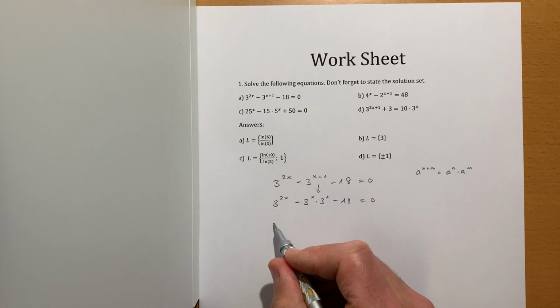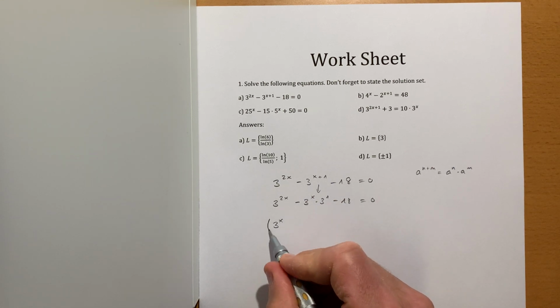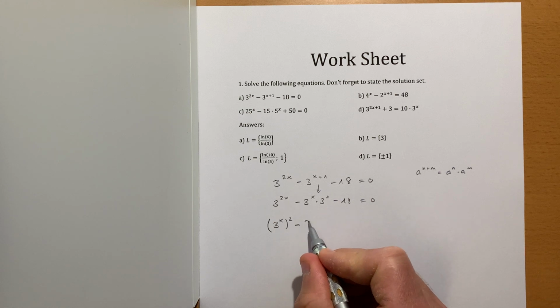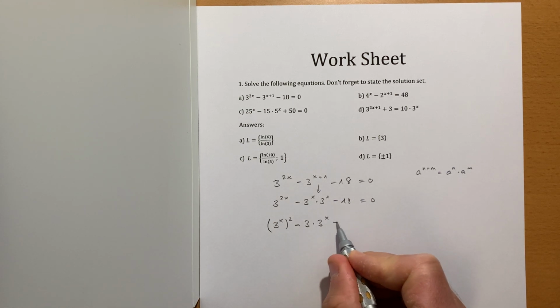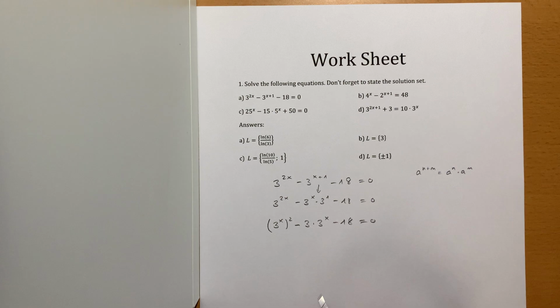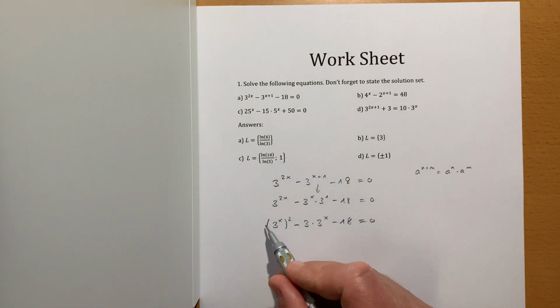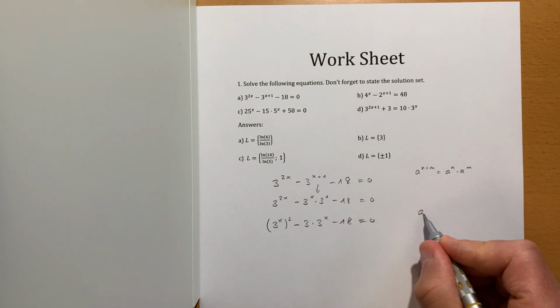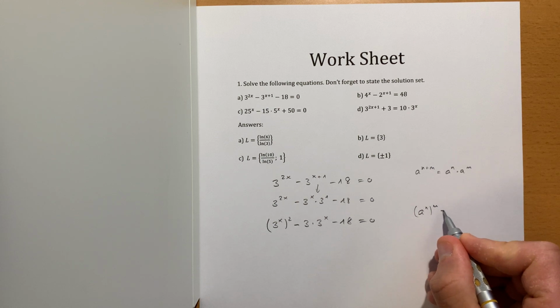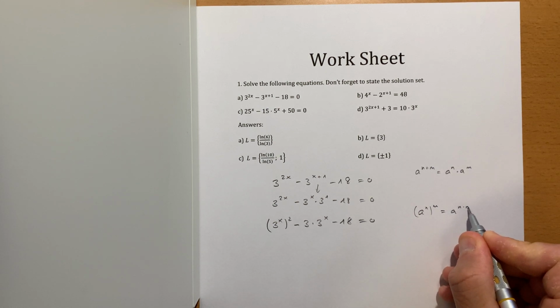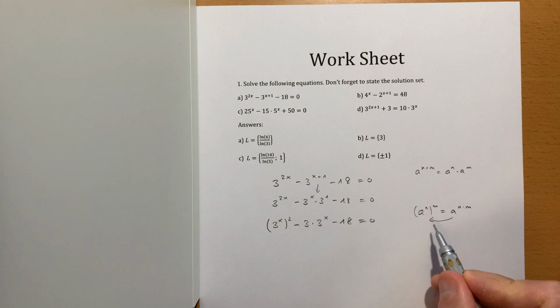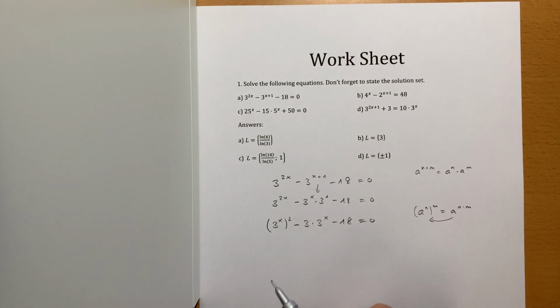Now this could be written as (3 to the x) to the 2 minus 3 times 3 to the x minus 18 is equal to 0. I think now it's becoming clearer what to do. Here we have used (a to the n) to the m is a to the n times m. We have done this in order to get this. Now, why is it becoming clearer now? Because it looks like a quadratic.